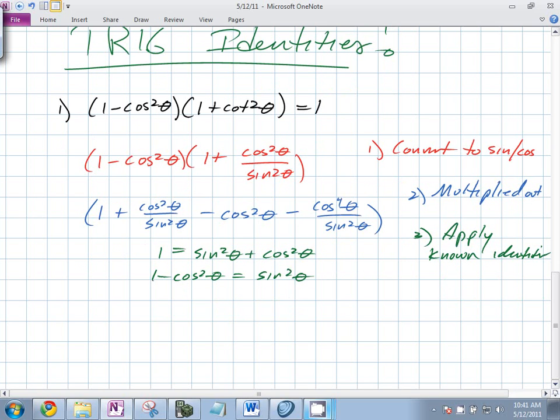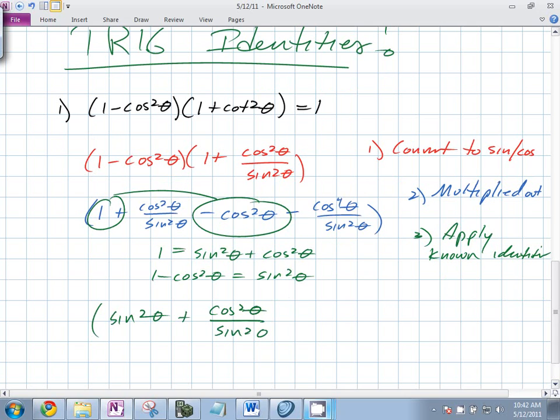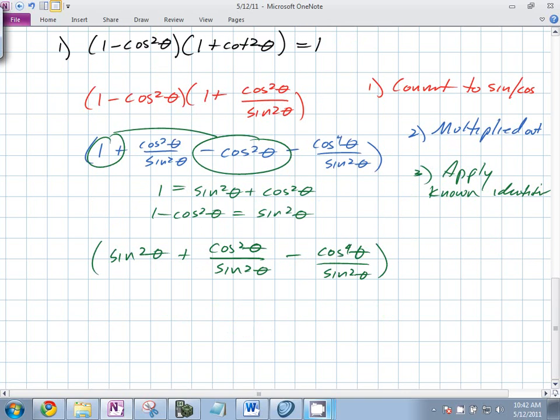So this right here, what does this equal? Sine squared theta. These two together combine to be sine squared. So what do you end up with? Sine squared theta plus cosine squared theta over sine squared theta minus cosine to the 4th theta over sine squared theta. Okay, we've eliminated one thing.